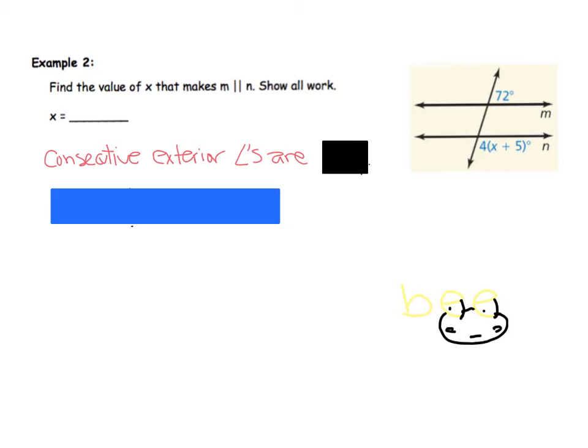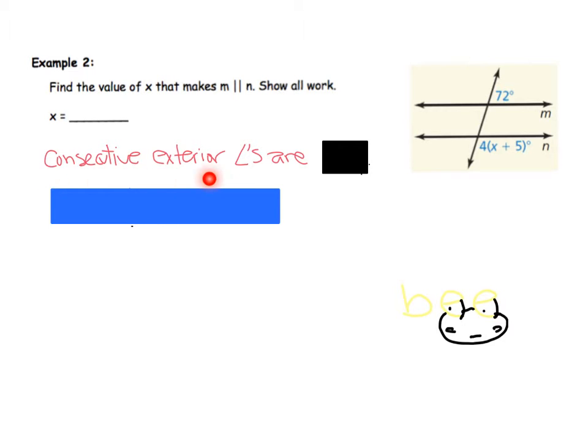All right, next example. Example 2. Find the value of x that makes M parallel to N. Show all your work. Now, first thing we have to figure out is what relationship do these two have? I noticed that they are on the same side of the transversal, and they're located on the outside of the parallel lines. So they're outside the parallel lines on the same side though of the transversal.